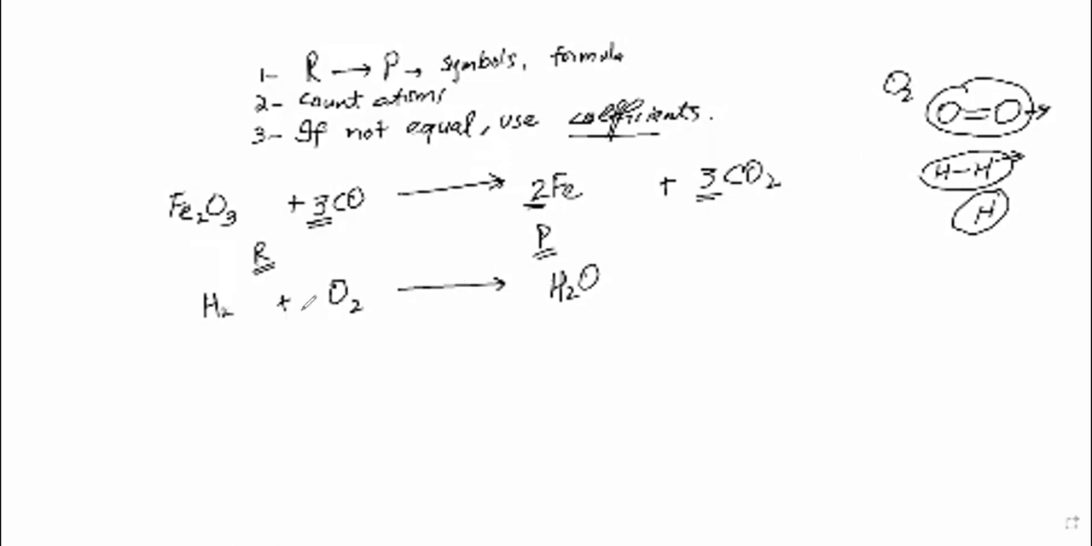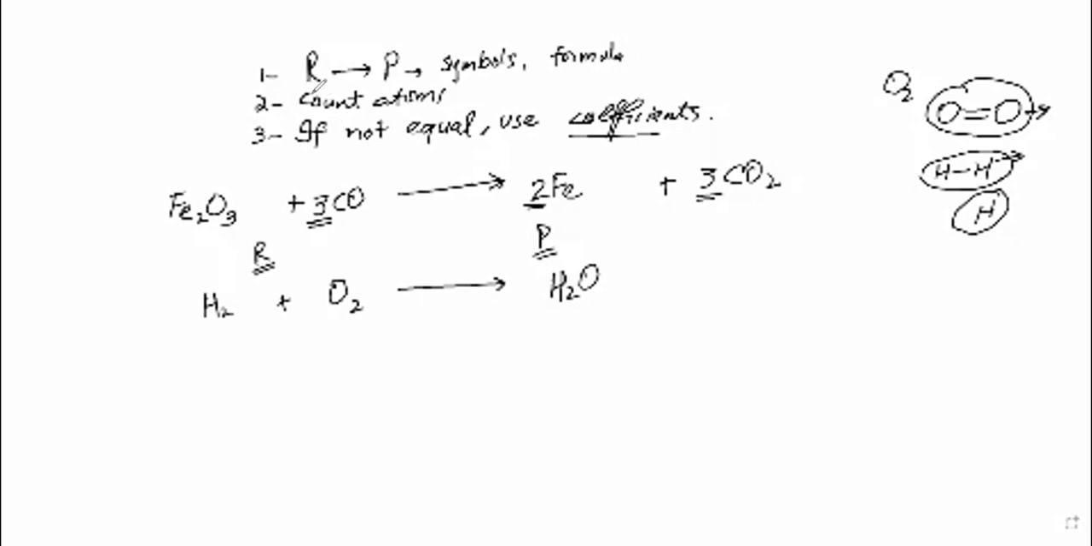Here you can see two hydrogen, and this is the water, H2O. We have two hydrogen, and on one side we have two oxygen, and here we have one oxygen. So two oxygen and one oxygen. Here is the problem, so we need to balance them. For writing a balanced chemical equation, I change the coefficients.